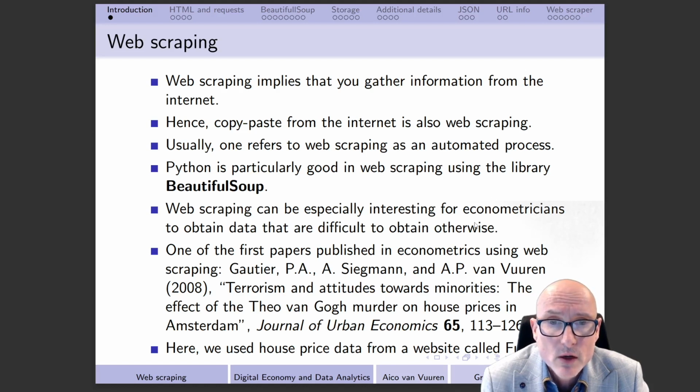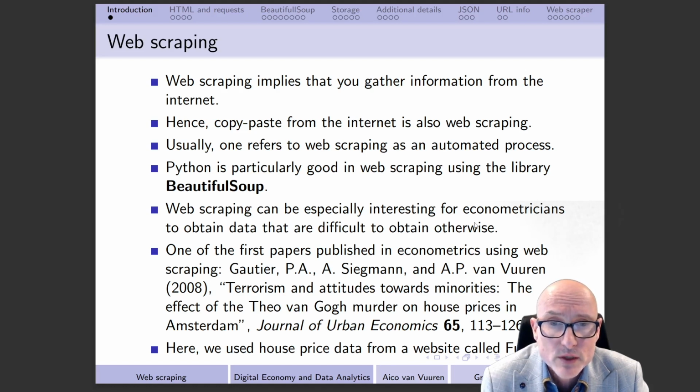This example comes from an earlier paper of mine that I wrote a couple of years ago, and that has been one of the first papers published in econometrics using web scraping. That's a paper together with Peter Cochet and Arjen Siegman. They are both at the Free University of Amsterdam, or maybe better to say Vrije Universiteit Amsterdam in the Netherlands. And I was also working by that time at that university in Amsterdam. It's a paper from 2008, and the title is Terrorism and Attitudes Towards Minorities, the Effect of the Theo van Gogh Murder on House Prices in Amsterdam.